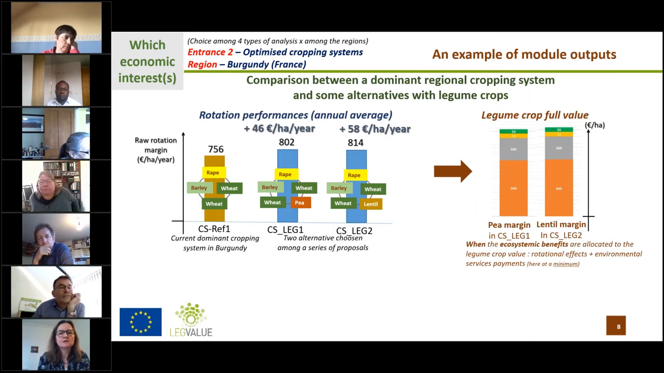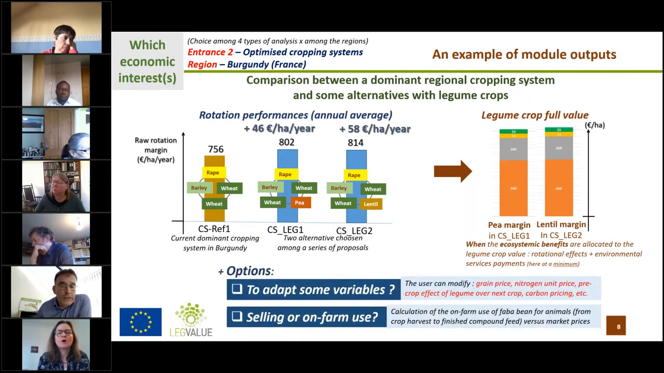In order to make this comparison, there are two levels: one with the rotation performances, and one which is the way to present the legume crop's full value, incorporating in the price and the value of this crop all the benefits, which is in gray at the rotational level, and in yellow and green the minimum level that we could get for some services like climate mitigation, and so on. This is an example. And the idea is to give users the option to adapt some variables from this calculation and this graph.